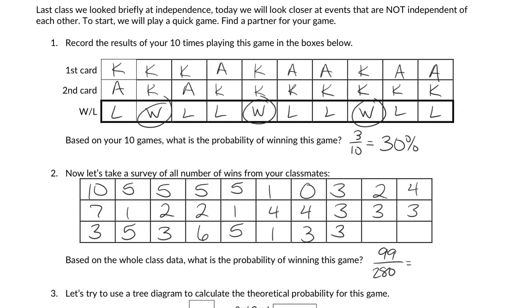Is it 0.35? Yeah. Exactly? Yeah. Nice. Okay, we'll leave it as 0.35. It told us to round to 2 decimals. So we had a 35% chance as a class of winning this game.